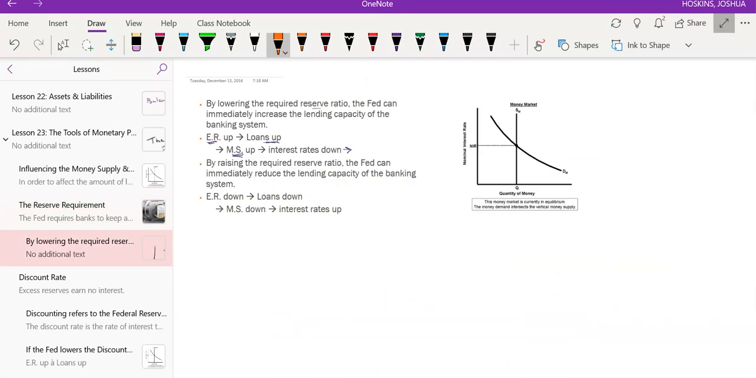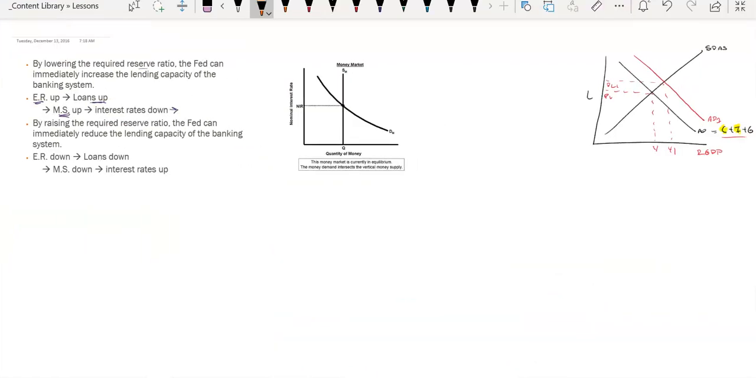So by lowering the reserve requirement, the Fed can immediately increase the lending capacity of a bank, right? It moves money that was otherwise frozen and puts it into the excess reserves. Then the banks can loan that out. It creates new deposits, and it lowers the interest rate, right? With the target goal of being what's happening here, increases in consumption and increases in investment.